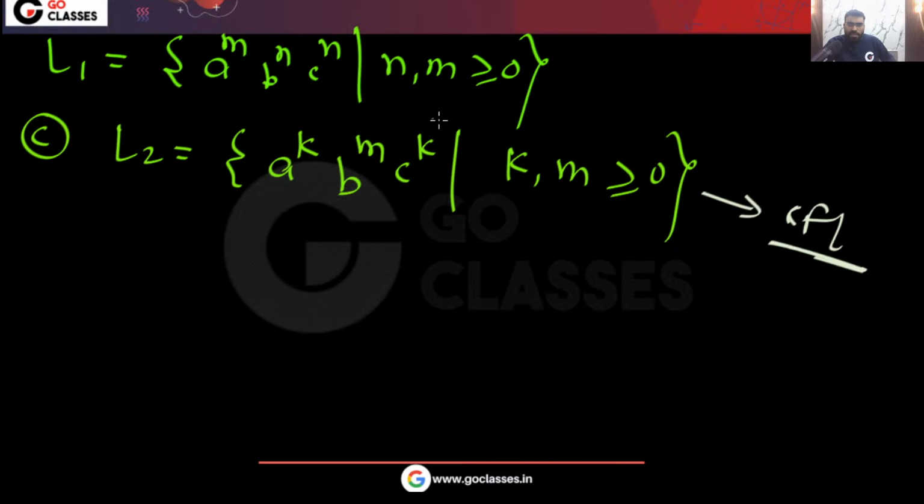The pushdown automata can easily do this. You have to just check that the number of A must be equal to the number of C. So pushdown automata can actually do this. This is actually CFL. What will be the common part?